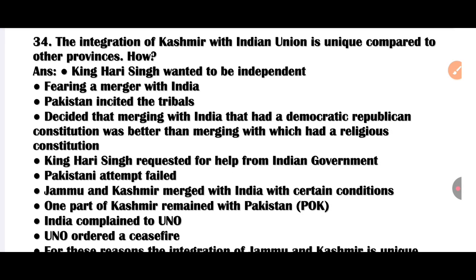Next, 4 marks questions. The integration of Kashmir with the Indian Union is unique compared to the other provinces. How? King Hari Singh wanted to be independent, fearing a merger with India. Pakistan incited the tribals. He decided that merging with India, which had a democratic republican constitution, was better than merging with Pakistan, which had a religious constitution.